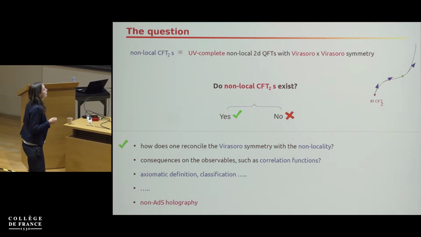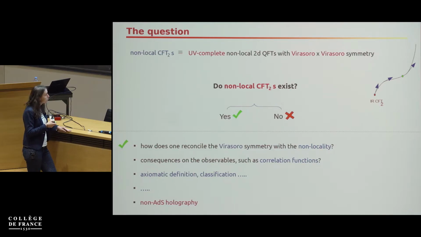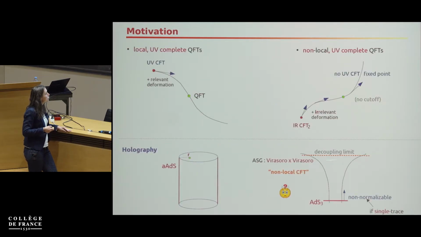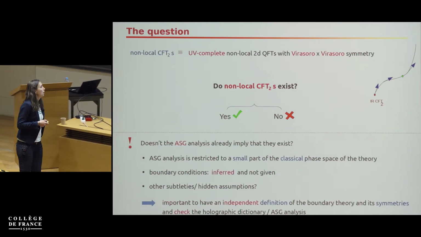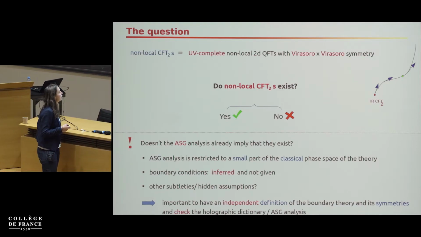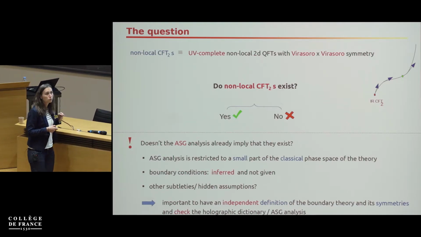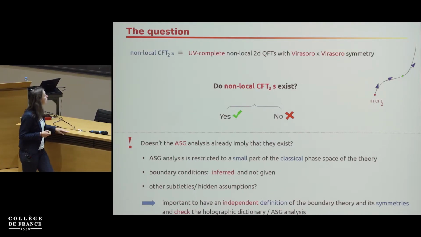But if you're a hardcore asymptotic symmetry group person, you might say, okay, but sorry, the asymptotic symmetries in holography are supposed to be just the symmetries of the dual field theory. So if you found that the ASG, the asymptotic symmetry group, is Virasoro times Virasoro, that means these theories exist, right? And my point of view is that one has to be a lot more careful than that. And there are a lot of things that one may worry about.